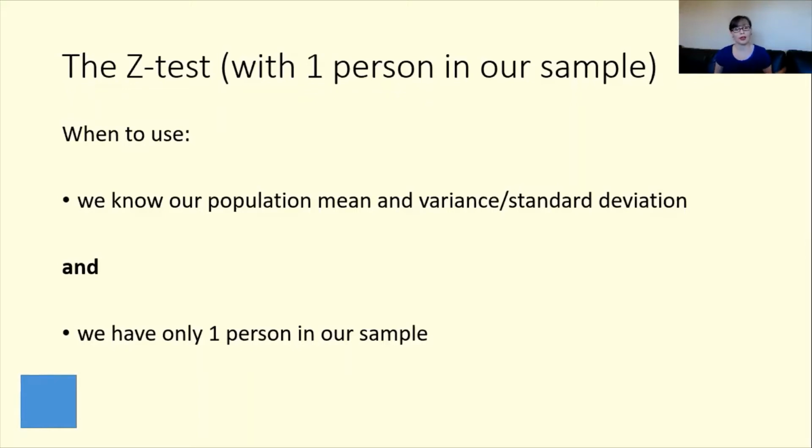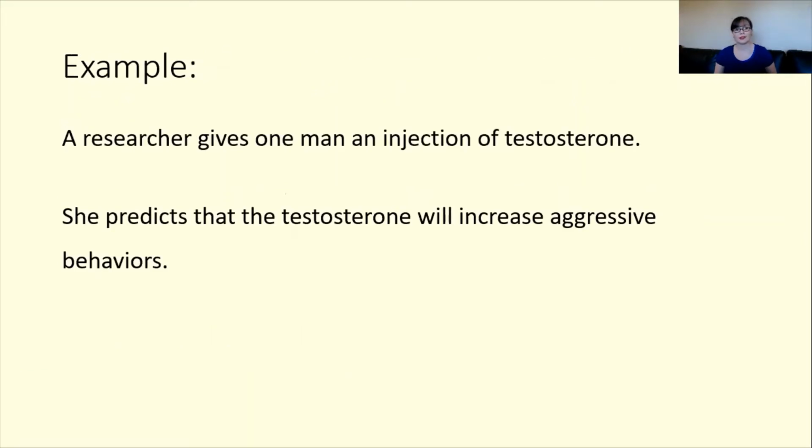And so for the z-test with one person in our sample, we're going to use this test when we know our population mean and variance or standard deviation. Remember that if we know our variance, we can figure out our standard deviation, and if we know our standard deviation, we can figure out our variance. But we need to know one or the other and our population mean in order to use a z-test ever. For the z-test with one person in our sample, the other requirement is that we only have one person in our sample. So let's take this example.